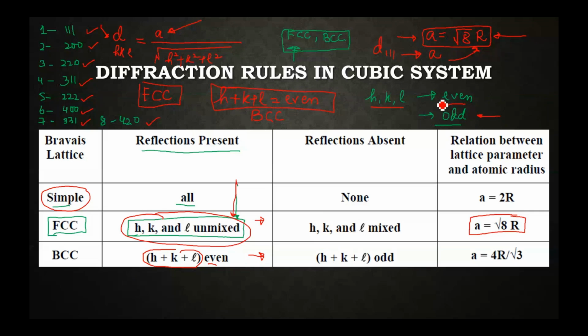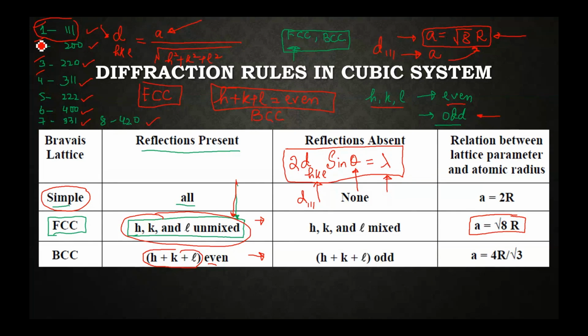All right. Now how do you find out the d values for all the peaks? If you remember, 2 d_HKL sine theta is equal to lambda. Now, lambda is known to you. It has been given to you. It is fixed. For peak number 1, you can find out theta. So for peak number 1, you can find out d_111 because the first peak belongs to the 111 plane. Clear?